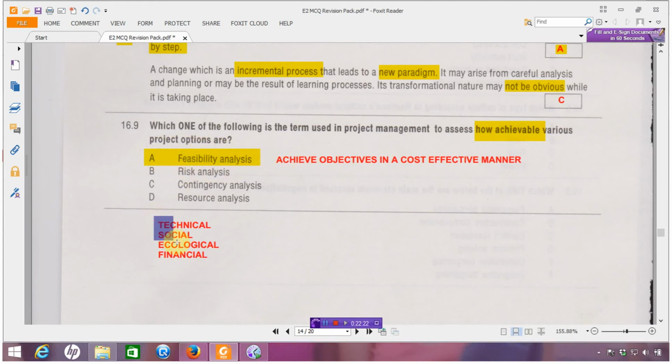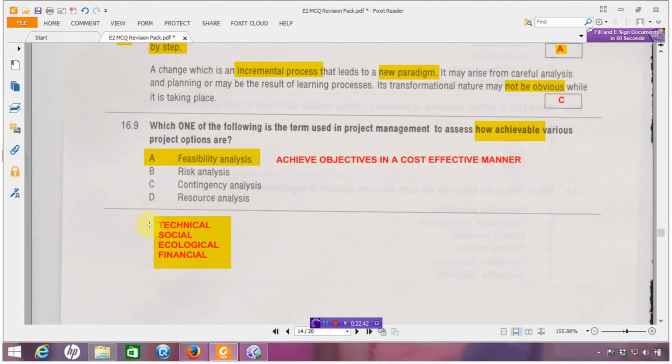What are the key areas? Well, hopefully you remember from your studies that it's a four-pronged area: technical, social, ecological, and financial. Financial is easy enough. We're talking about cost benefit. Can we do it in a cost sense? We're going to look at techniques such as NPV, payback, etc.